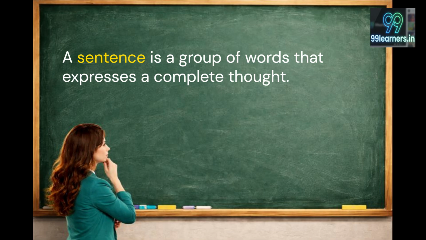Every sentence needs at least one subject, who or what, and one verb, what they do. Sentences can be short, like "he runs," or long and detailed. The type of sentence depends on how many clauses it has and how those clauses are connected.